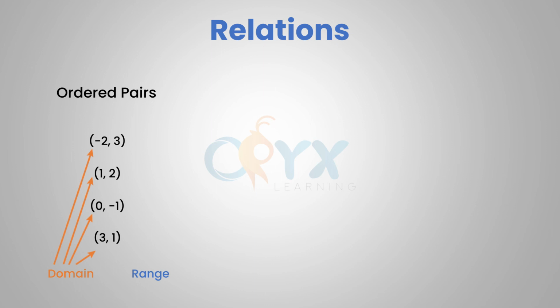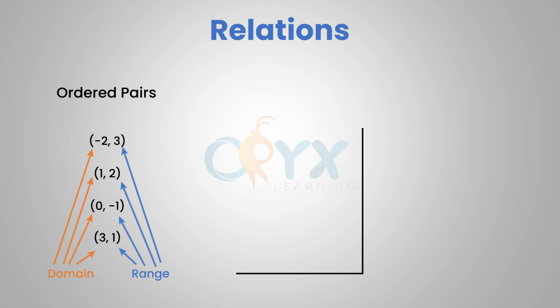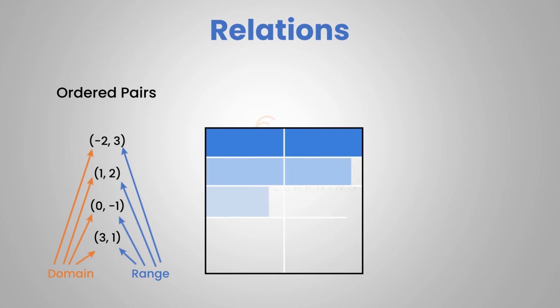All of the y values would be representing the range. As we can see in this example, the range would be 3, 2, -1, and 1. And remember, if you're listing the domain or range in a list, you want to list them in numerical order from least to greatest. Another way we can represent a relation is with a table, taking the ordered pair, separating the x's and the y's into a table as shown below.